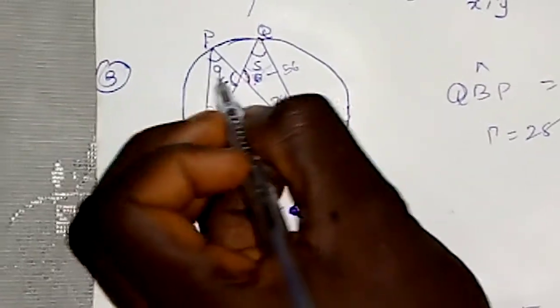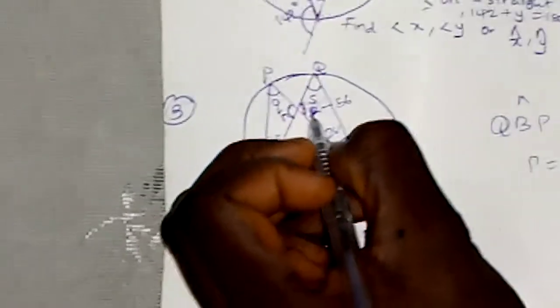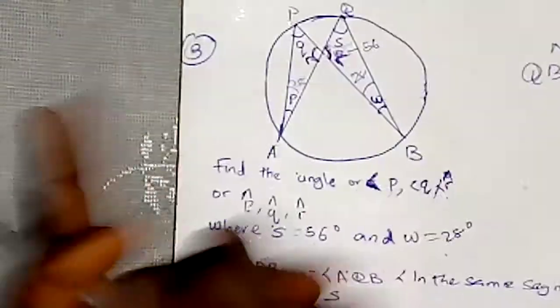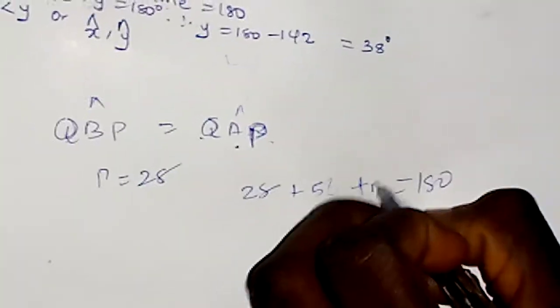Now, our R is, this is also equal to R. This is vertical opposite angle. This side equals angle R, vertical opposite angle. So let's just look for R. Now that will be 28 plus 56, that is, sum of angles in a triangle, plus R equals 180. So this is R.